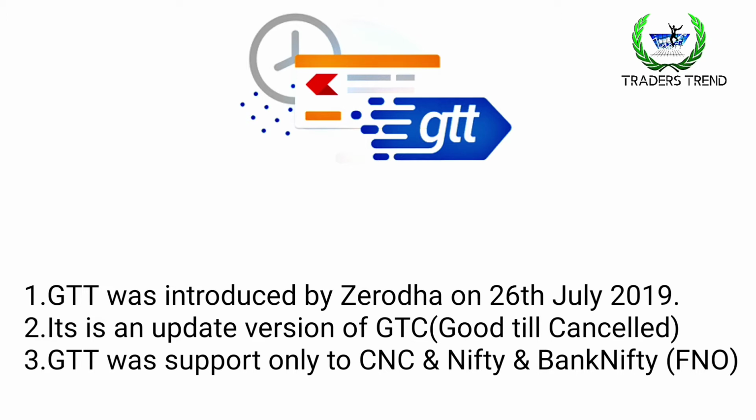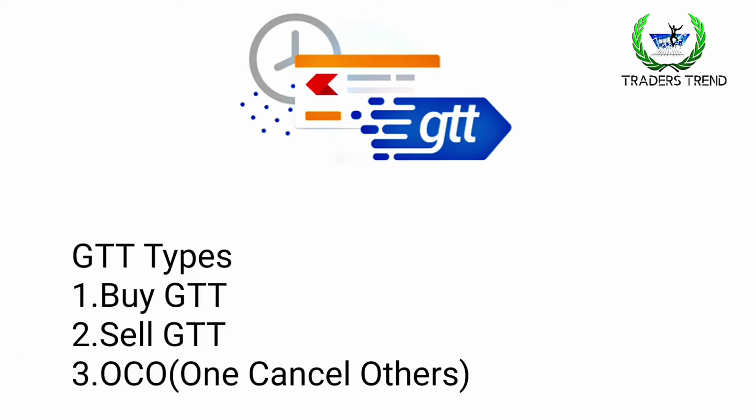So GTT supports only CNC, which means delivery orders, and Nifty and Bank Nifty futures and options. GTT supports only these orders. The next topic is GTT types. What are all the types? The first one is buy GTT, the second one is sell GTT, and the third one is OCO. OCO means one cancels other. Let's discuss in detail.